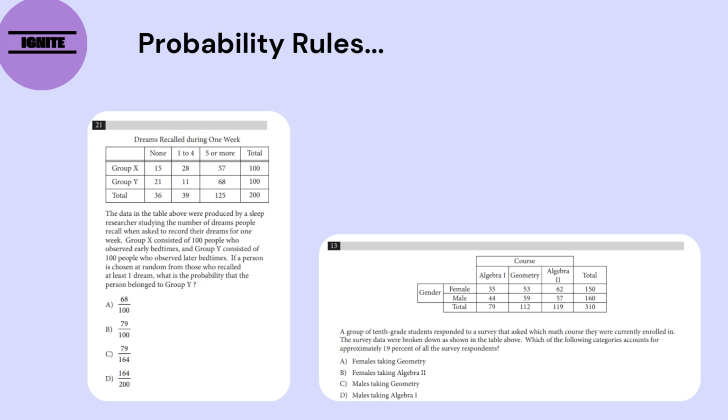Probability rules are going to look like questions like these. They're either going to have tables or two-way tables, and they're going to ask for probabilities or proportions. As we see on the left, they are actual probabilities out of 100, and on the right, there is a percentage put, and they're asking us which category or which ratios follow that percentage.